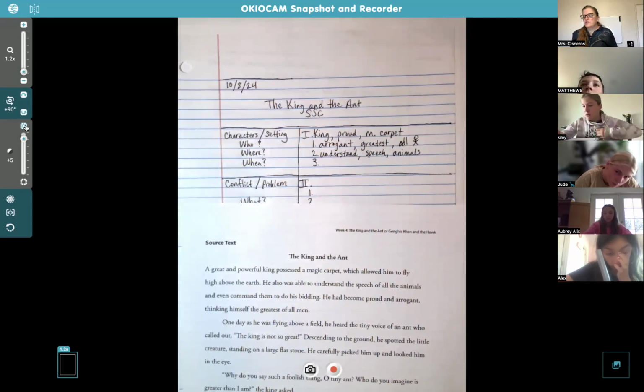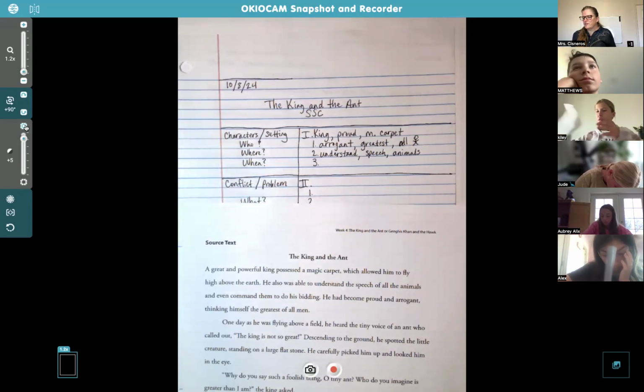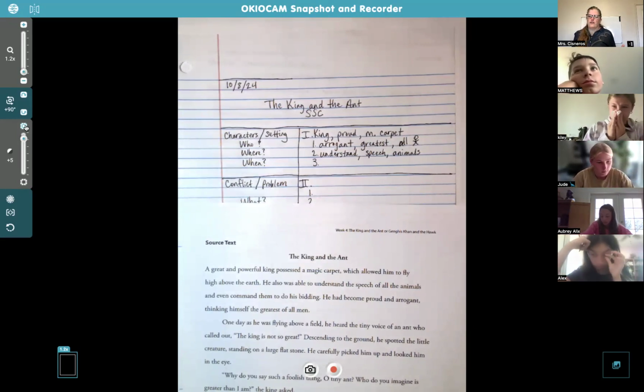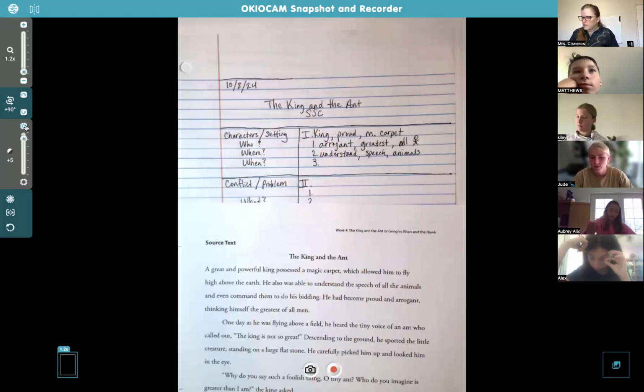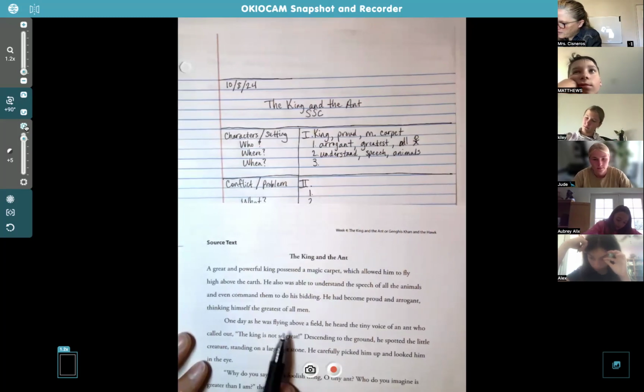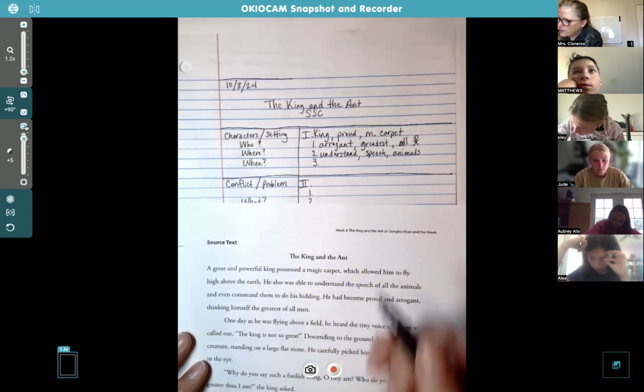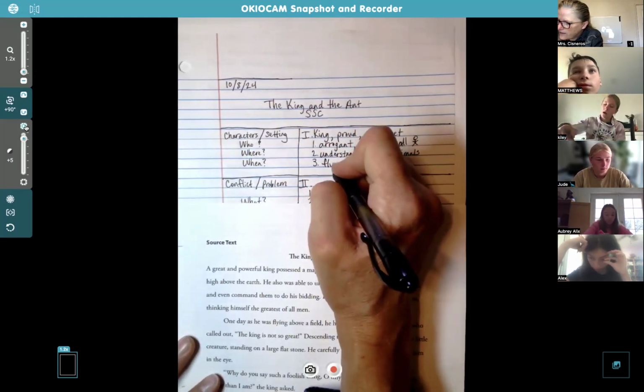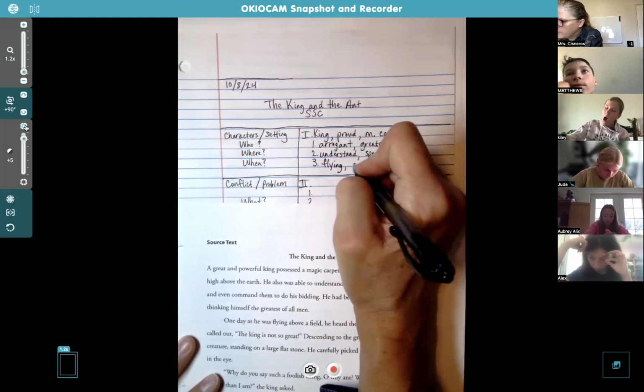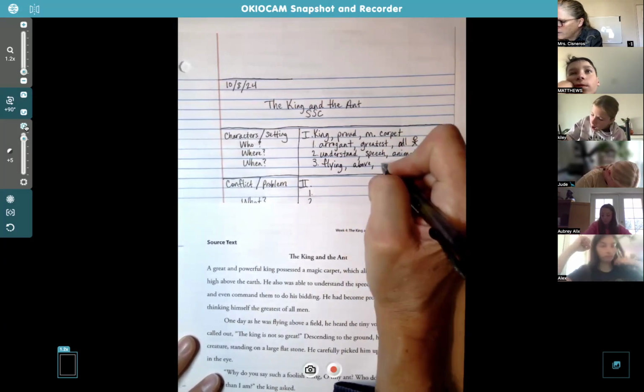And then let's see, Jude, what is he? So he's on his magic carpet, but where is he flying? I'm still looking at that first paragraph right at the beginning where it's introducing. Well, it kind of talks about it in the second paragraph too, but where is he flying? High above the earth. High above the earth, yes. And then down here it talks about above a field. So I'm going to say flying. Let's just put above earth.